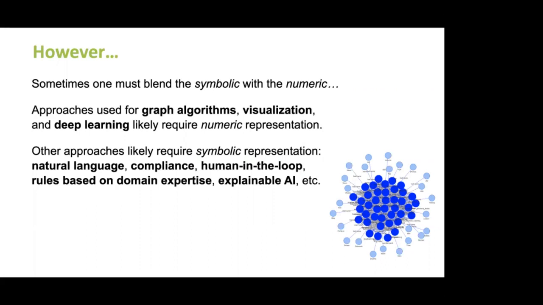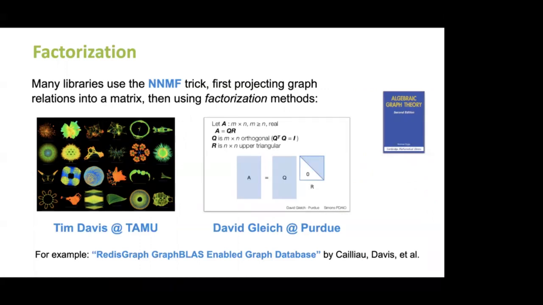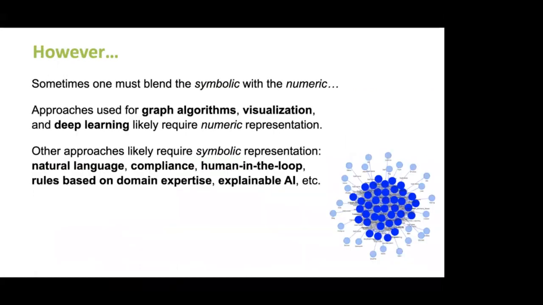The point I want to make, though, is that the matrix factorization methods, like we talked about here, while they are very useful, they have some drawbacks. One is they are very numeric, so you have to transform your data into a numeric space. Of course, this is very useful for graph algorithms, for visualization, deep learning requires this, etc. But other types of work with graphs really require a symbolic representation.